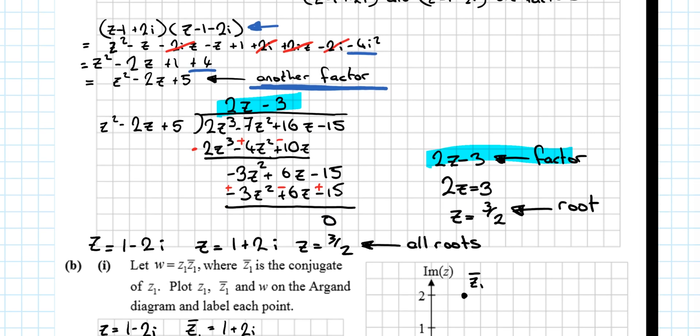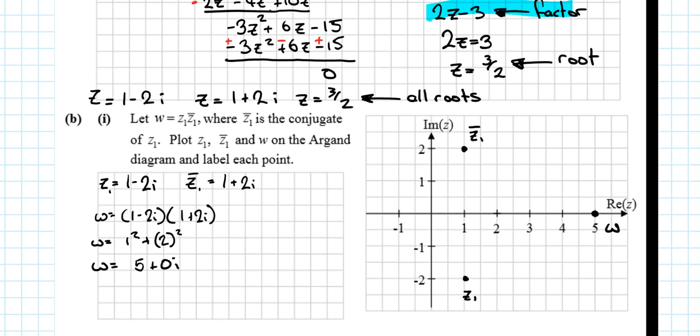Okay, the next part of the question. Let w equals z1 by z1 conjugate. Well, I know what z1 is. It was in the question, the very start. I know what z1 conjugate is. We've already discussed this. You just need to change the sign of the imaginary part. So it's going from minus 2i to plus 2i. And then w is the 2 of them multiplied together.